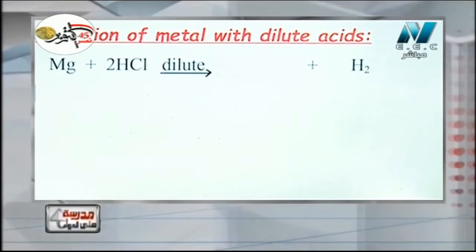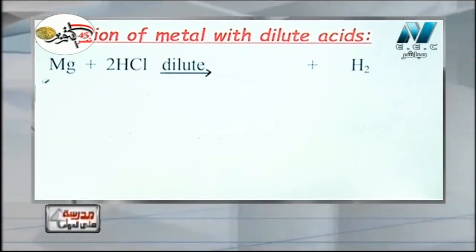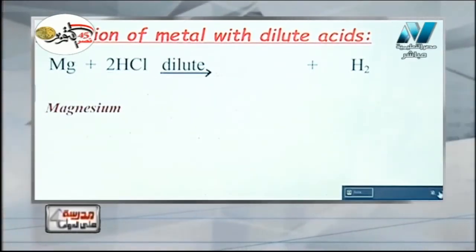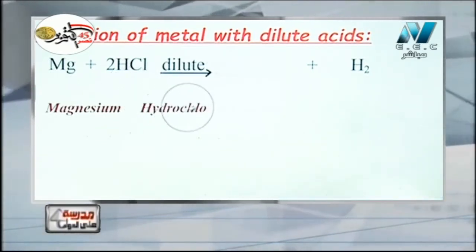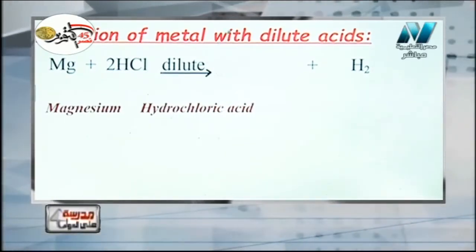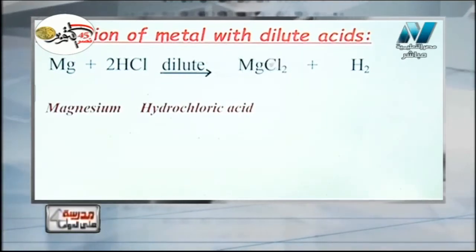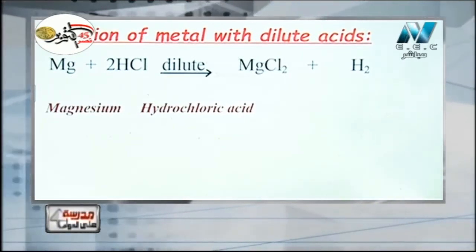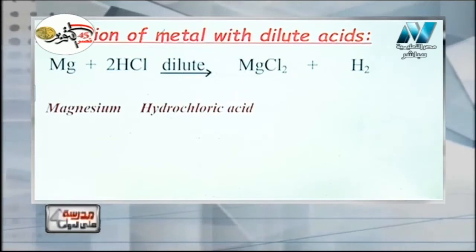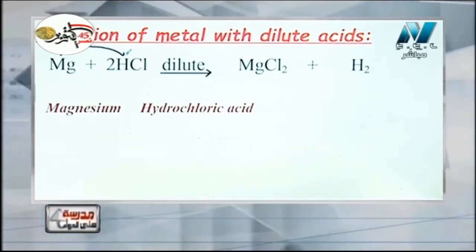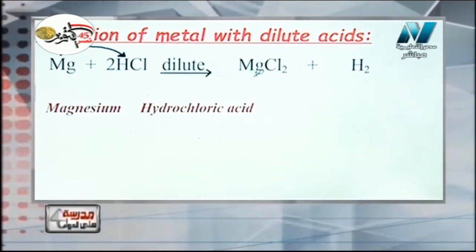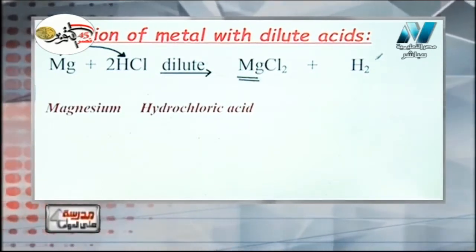As we see, number 1 here we have magnesium. Number 2, we have hydrochloric acid. So they will produce what? As we will see here, magnesium chloride plus hydrogen gas. So magnesium is more active than what? Than hydrogen in the chemical activity series, and we will study it after a while. So magnesium replaces hydrogen, it takes its place, and we have hydrogen gas evolving here.